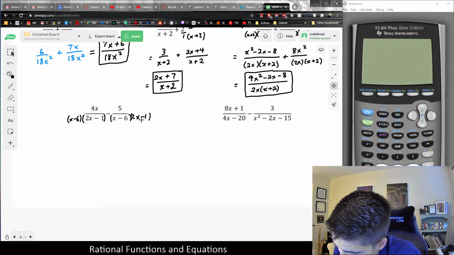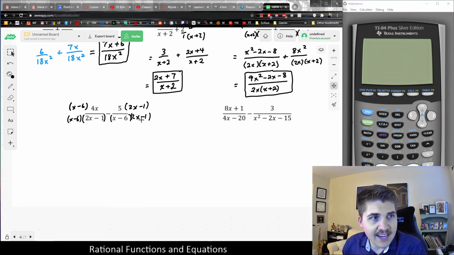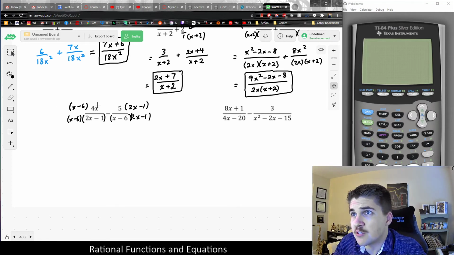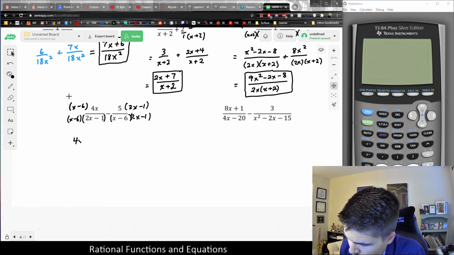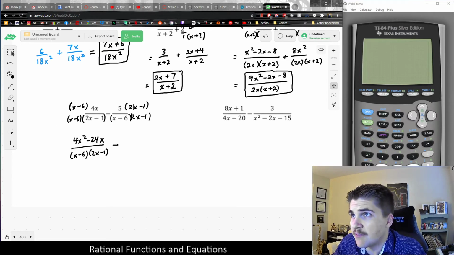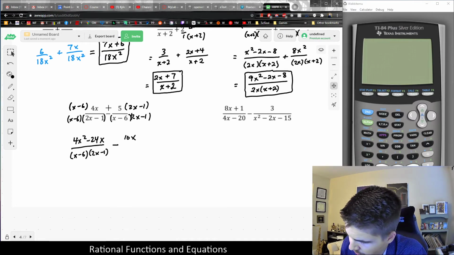As usual, I need to make sure I do the same thing to the numerators in each one so that I keep my fractions equivalent. And so the first fraction will, by the distributive property, 4x should distribute to both of those two. That would leave me with 4x squared minus 24x. Remember, we want to multiply out the top, and we don't need to multiply out the bottom. Then that would be minus the second one, which is 5 times 2x is 10x. 5 times negative 1 is negative 5. And that's all over, again, the same thing.